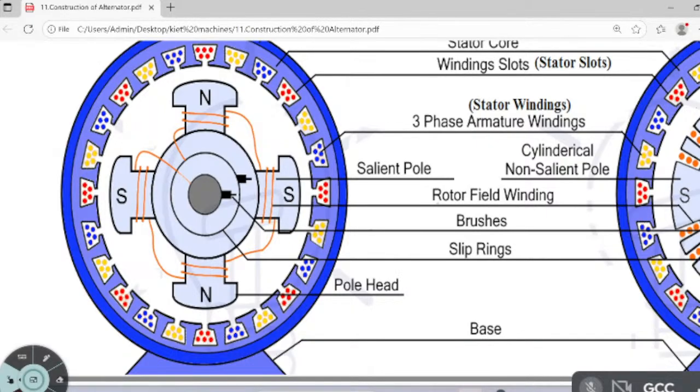So these are three-phase conductors. Three-phase conductors are electrically apart by 120 degrees. Why? Because the total is 360 degrees. 360 by 3 phases, 3. How much? 120. So 120 degrees apart electrically.